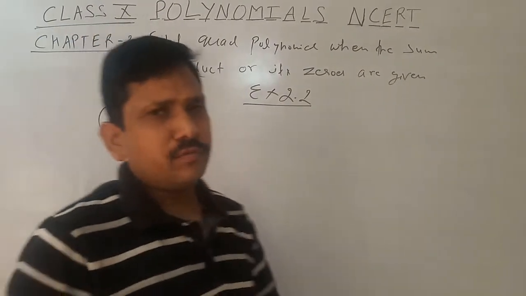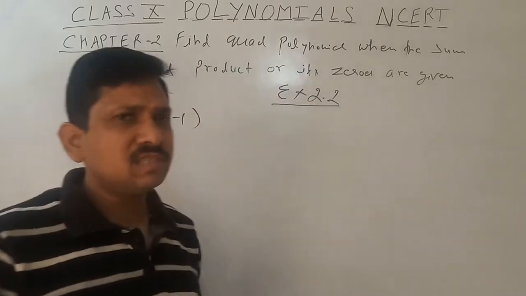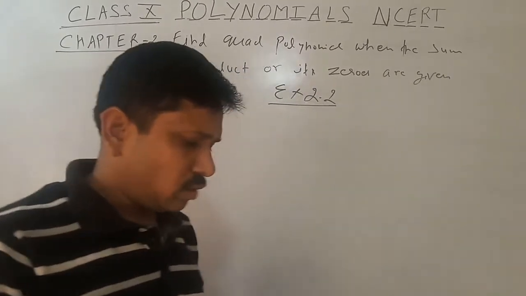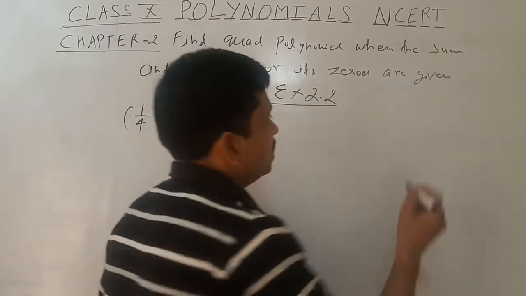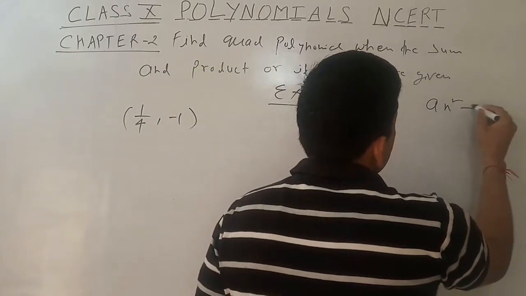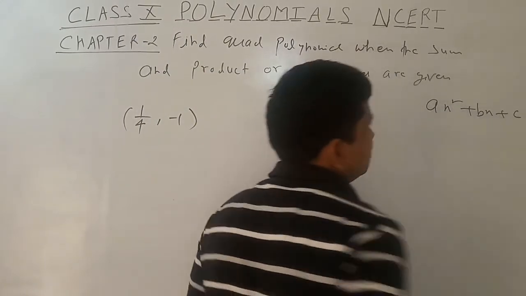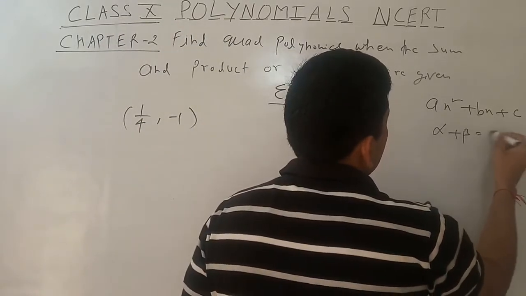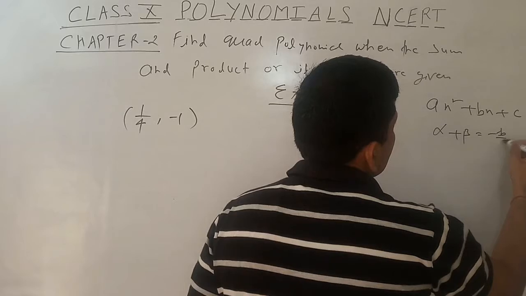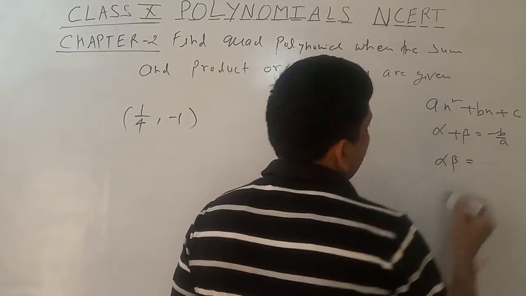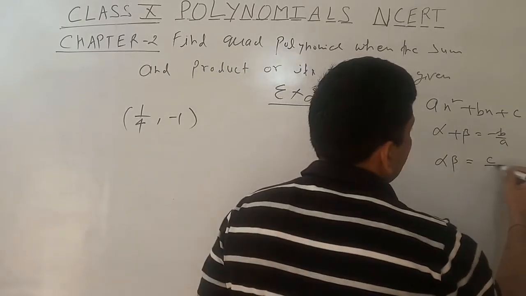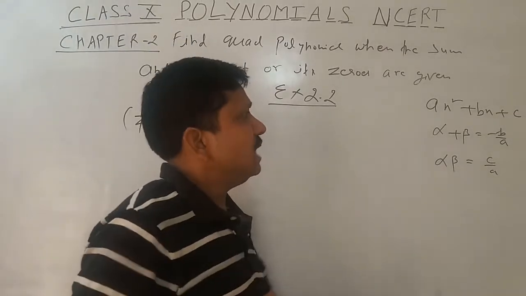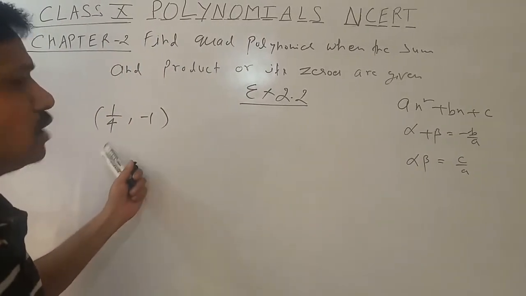Sometimes we have a sum of zeros and product of zeros, and sometimes we have just zeros. When we want to find the quadratic polynomial, we have an idea: the general equation is ax square plus bx plus c, and it has two formulas. The sum of zeros, alpha plus beta, is equal to minus b upon a, and the product of zeros is c upon a. Alpha and beta are the zeros of the equation. With the help of this we want to find the quadratic polynomial.